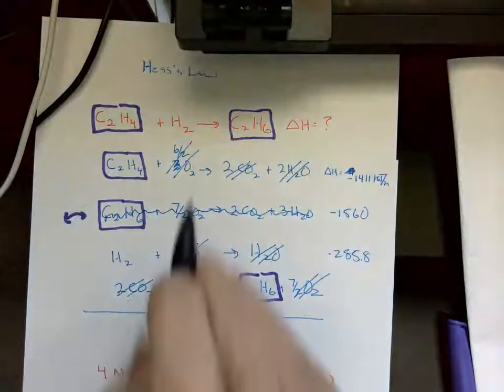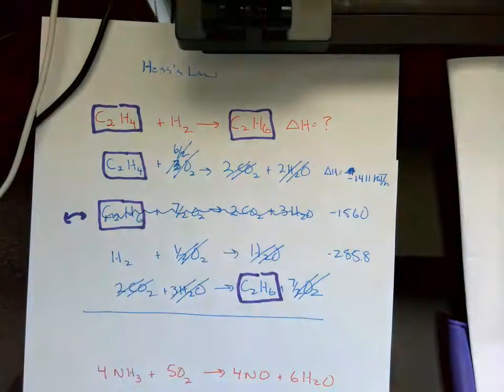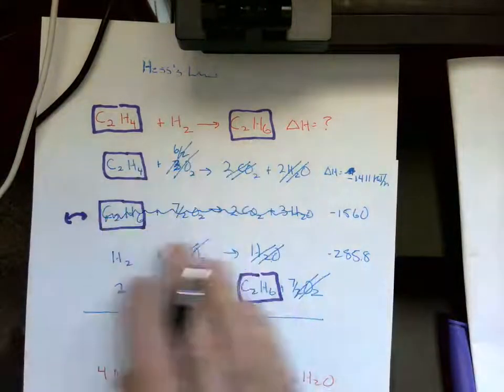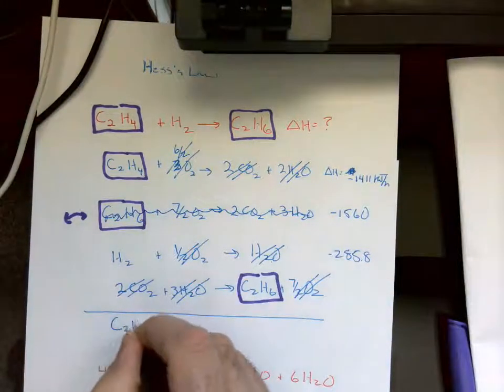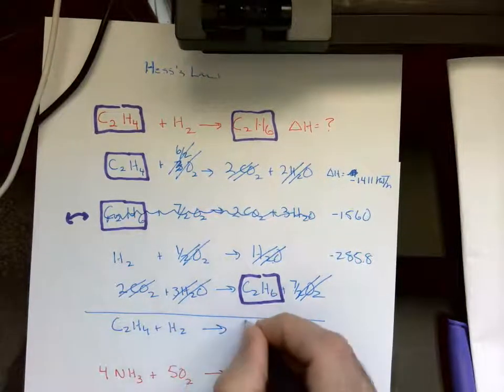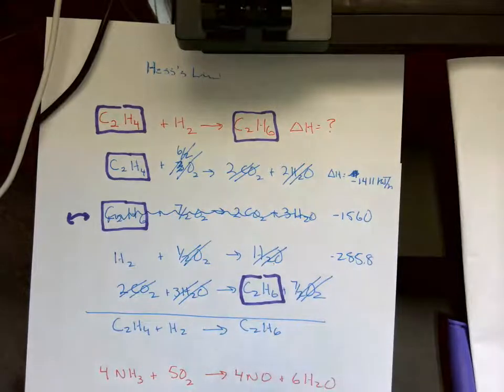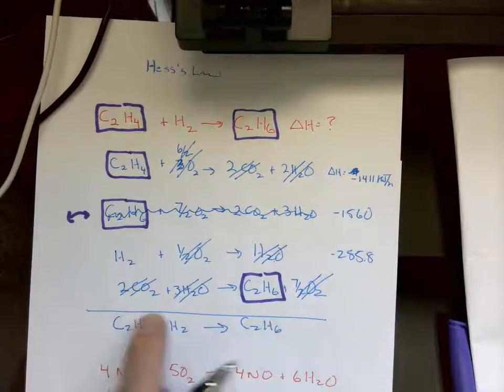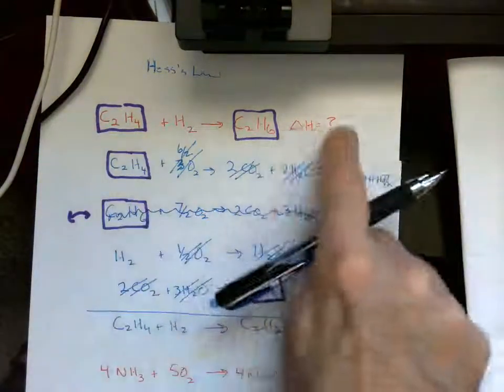They will. There's an H2 here, an H2 here. I leave my elements to the end. If I take care of my molecules, the elements take care of themselves. What do I have in this right here? I've got C2H4, plus I have H2, and I have C2H6. If you've done this right, this bottom line down here will look exactly the same as your target.